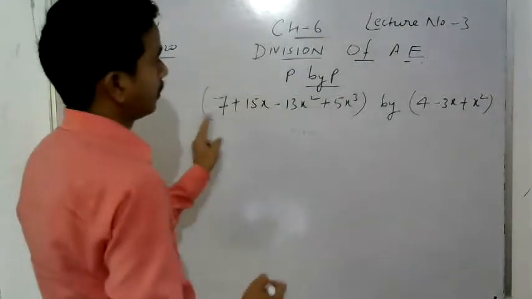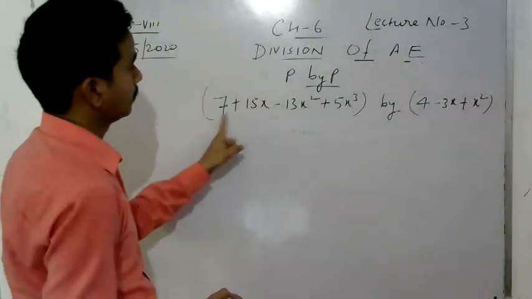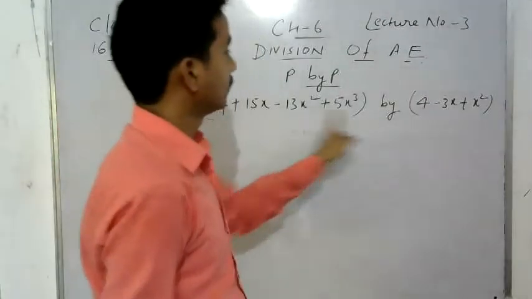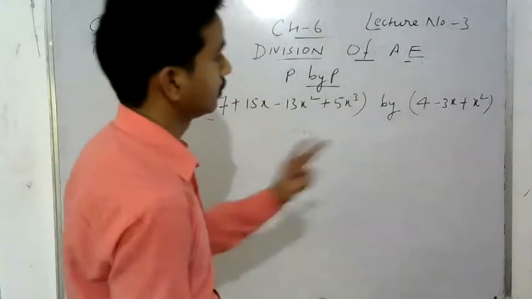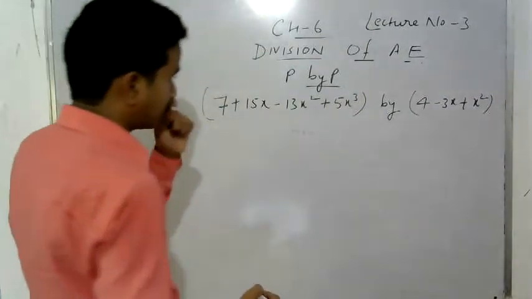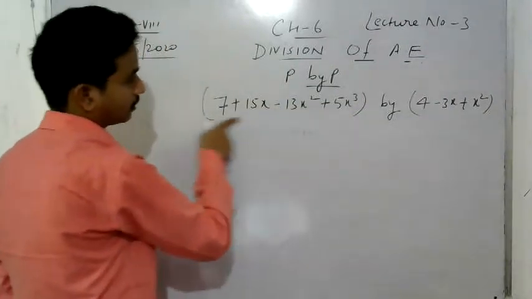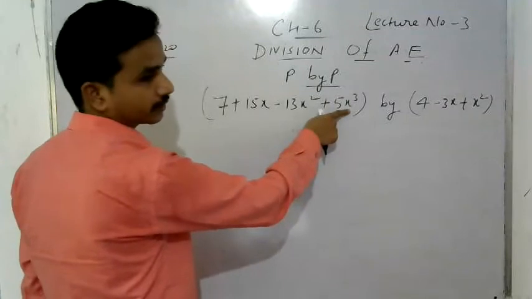Okay, here we have to divide this polynomial. This polynomial is how many terms? 1, 2, 3, 4. 4 terms. Divide this polynomial consisting of 4 terms by the polynomial consisting of 3 terms. Now here, first of all, arrange this polynomial with the decreasing power of x.